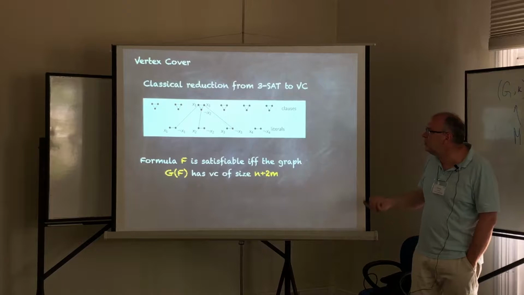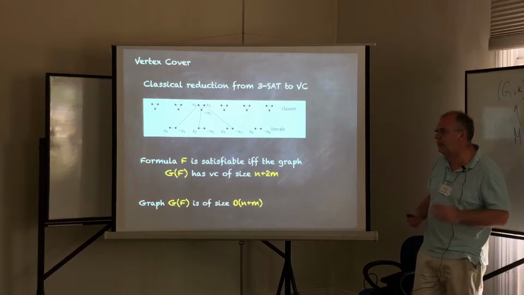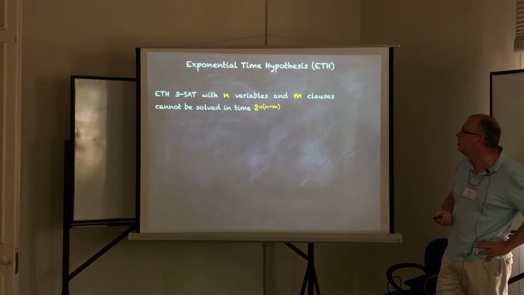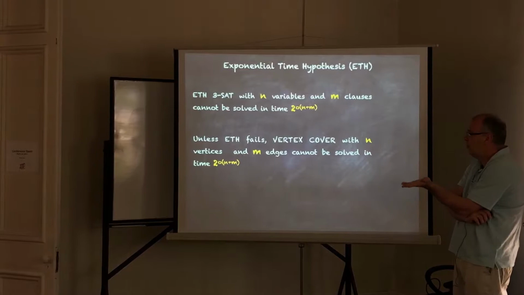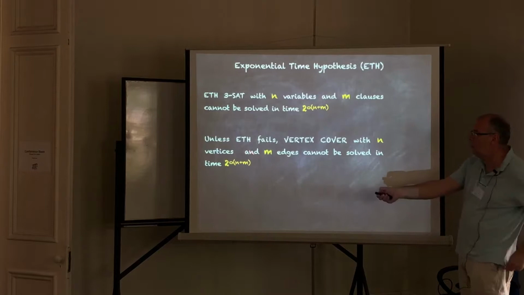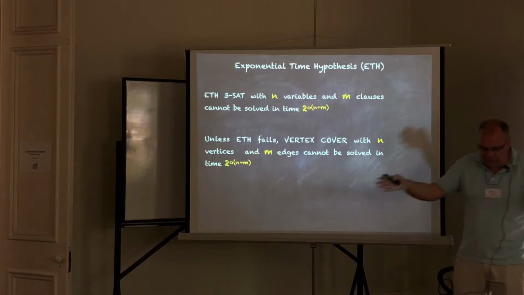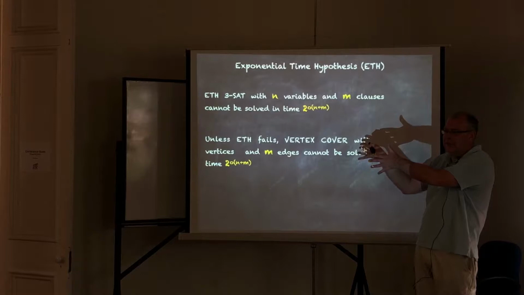Okay, what does it mean? The size of my graph is O(n+m). It's linear in the size of the 3SAT formula. I have the ETH, which says that 3SAT with n variables and m clauses cannot be solved in time 2^(o(n+m)). Then, unless ETH is wrong, vertex cover with n vertices and m edges cannot be solved in time 2^(o(n+m)), because if I were able to solve vertex cover in this time, I would use this reduction and this algorithm to solve SAT.